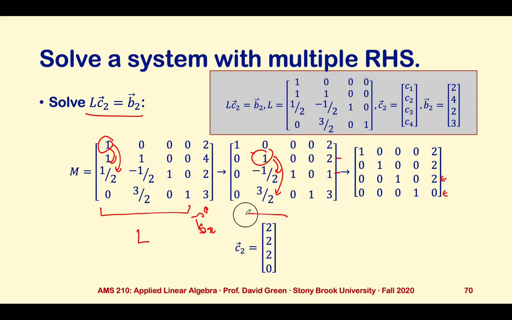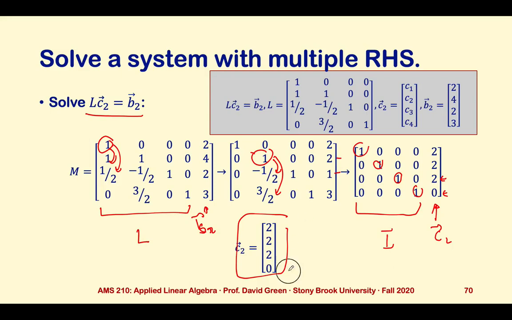Our final answer is sitting here in the last column because we have our identity block, ones on the diagonal, zeros everywhere else. The last column is C2: 2, 2, 2, and 0.